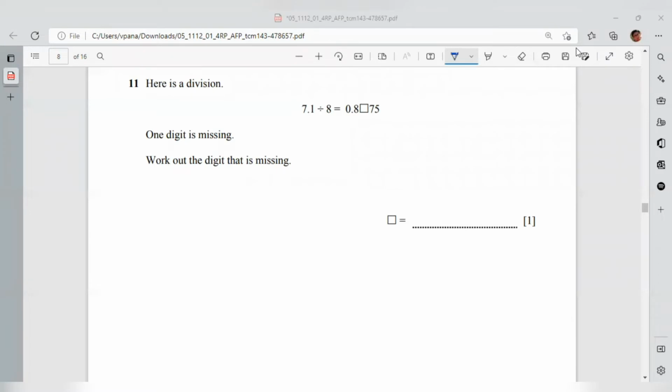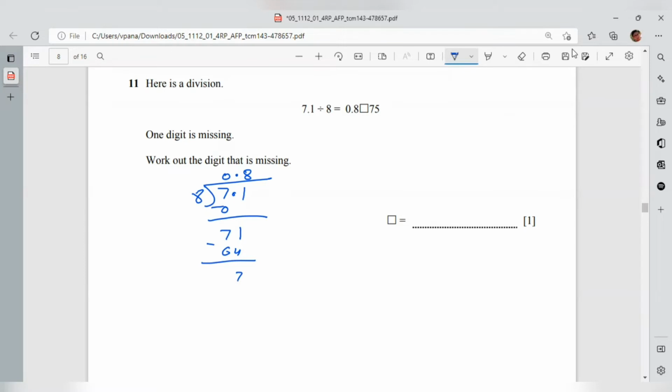Here is a division. One digit is missing. Work out the digit that is missing. So we divide here 7.1. We divide by 8. 8 zeros are 0. 7 minus 0 is 7. Bring this 1 down. So we put a point here when we are bringing the digit after the decimal down. 8 times 8 we have 64. 71 minus 64 we have again 7.